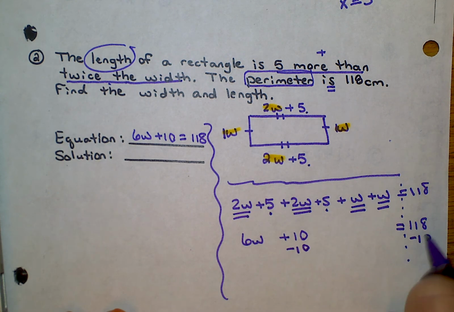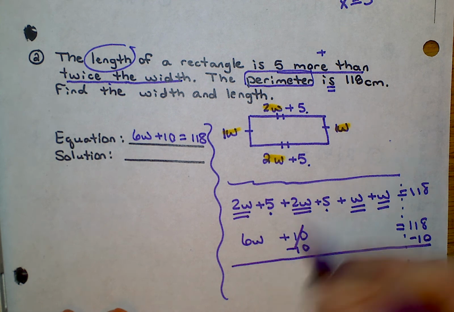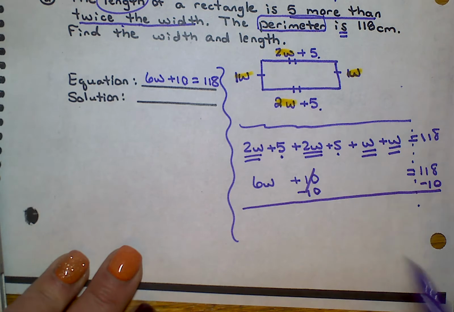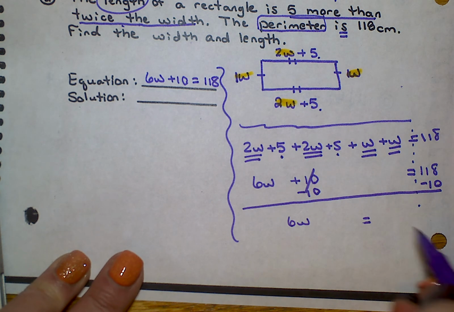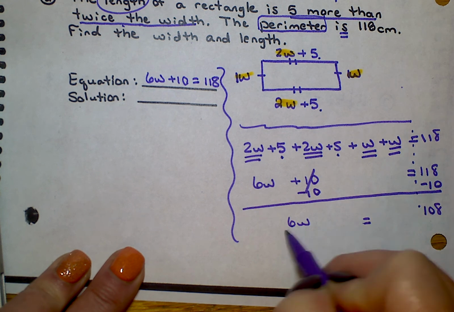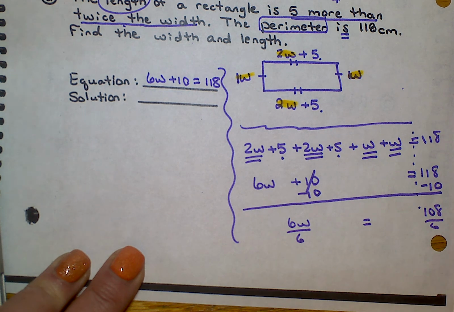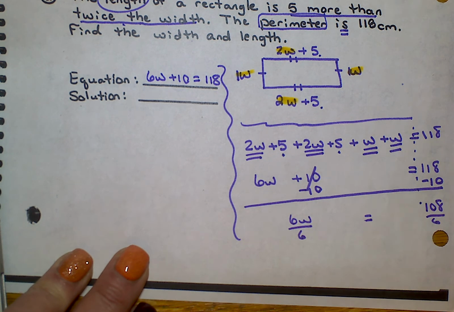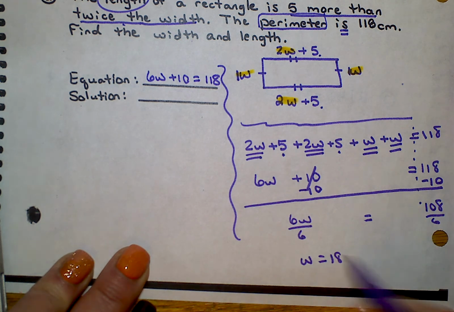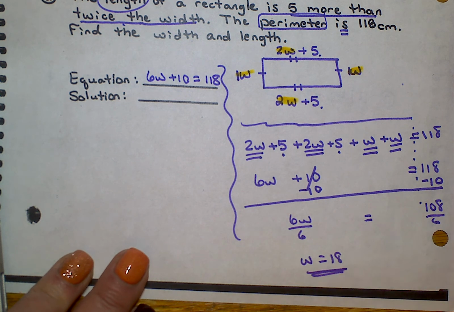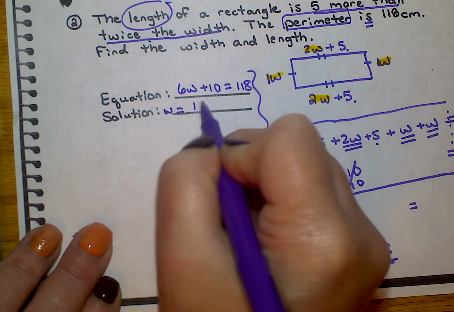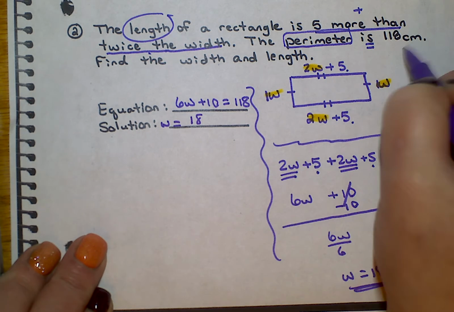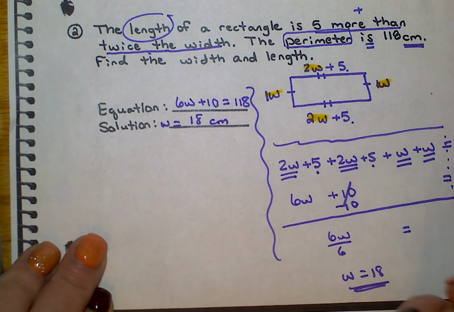We're going to subtract 10 using the subtraction property to get it to the other side. You're going to do 118 minus 10. It's going to be 108. Divide that by 6. You're going to have 18. Now, you have to figure out what that stands for. Well, it tells you right here. That's the width, right? So my solution is the width is going to be 18. Don't forget to put the units. This is in centimeters. 18 centimeters.